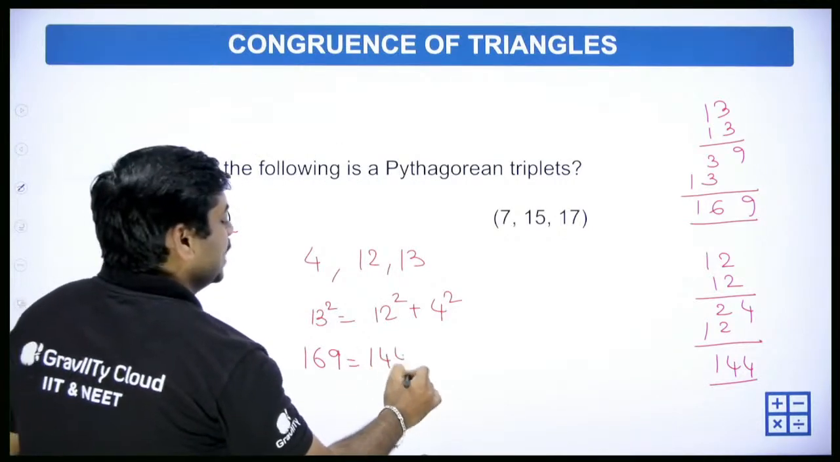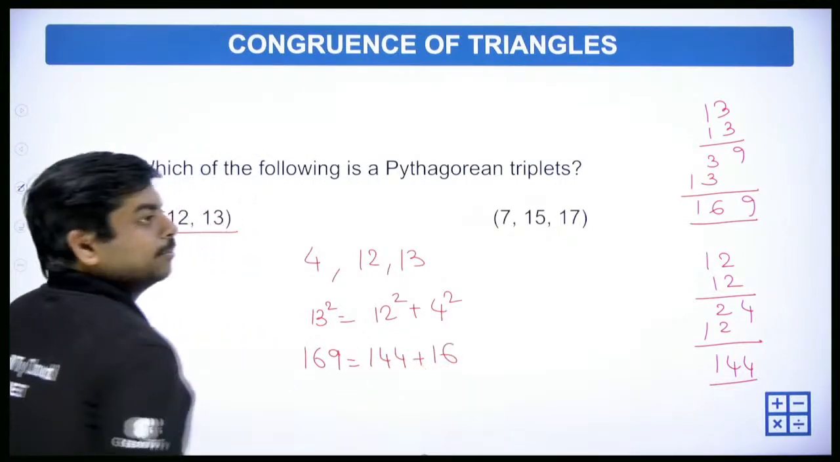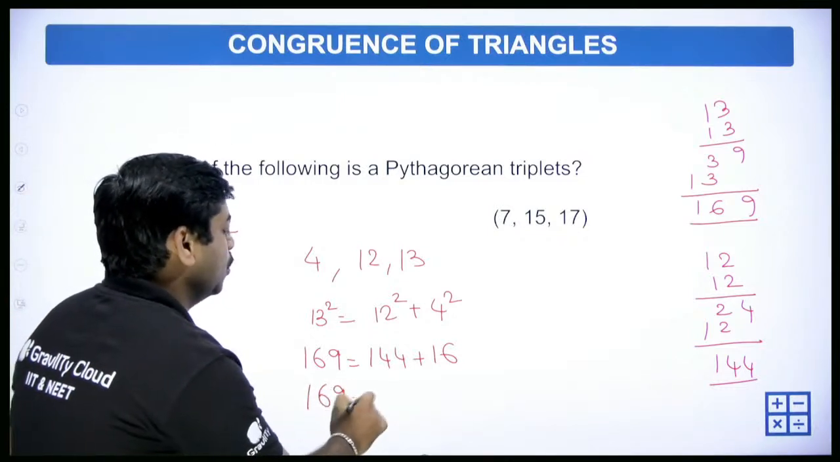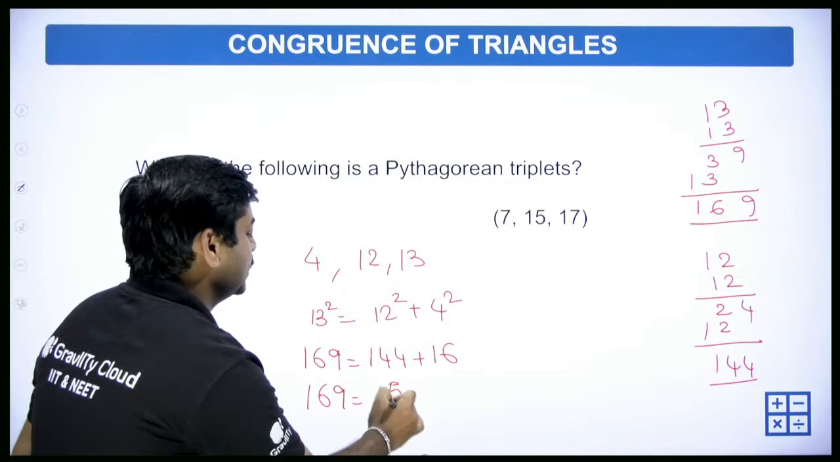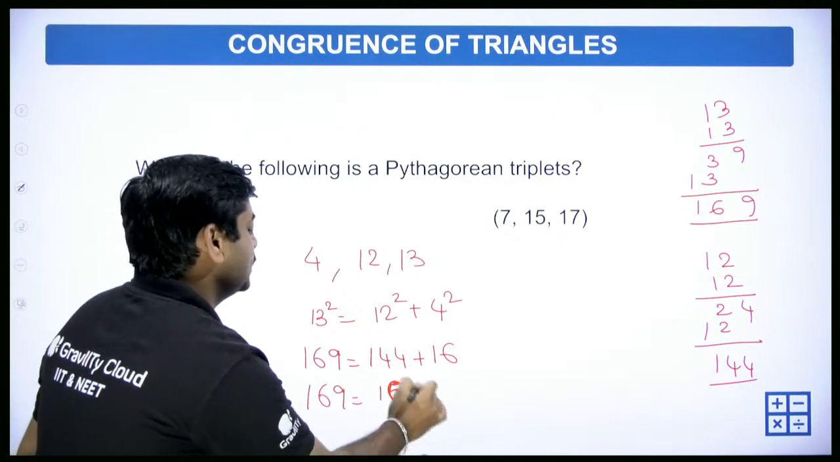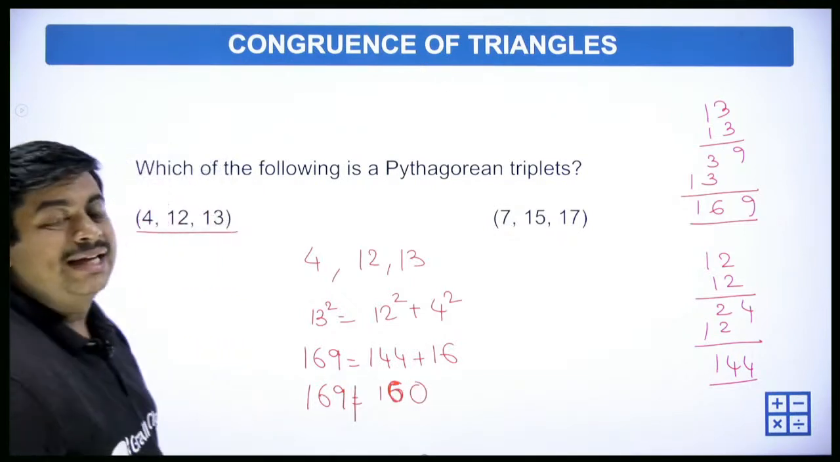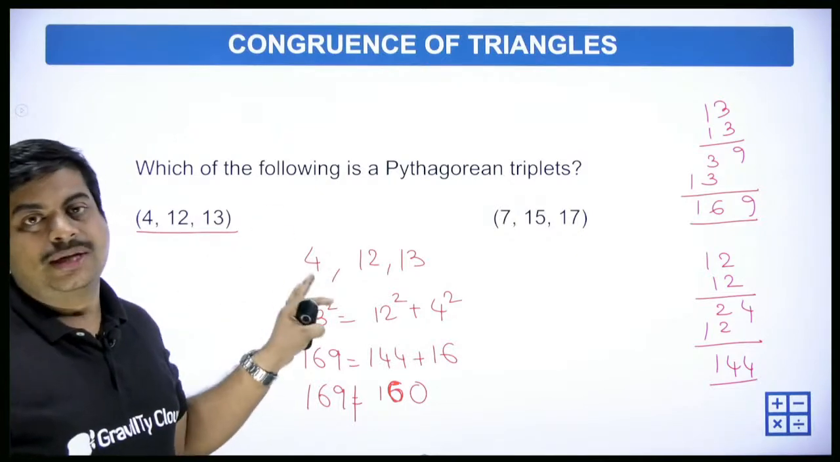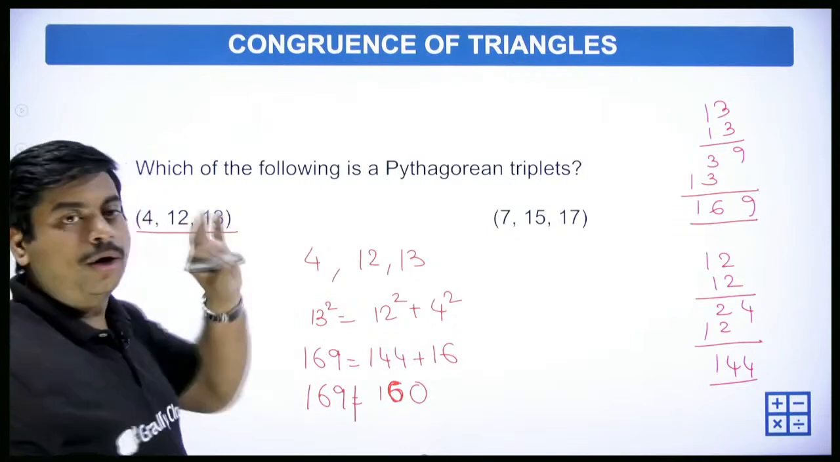144 plus 4 square, 16. Plus 4 square is 16, right? So 169 is not equal to 160. These are not equal, so we can say that these three numbers are not a Pythagorean triplet.